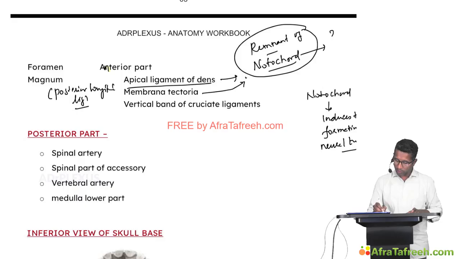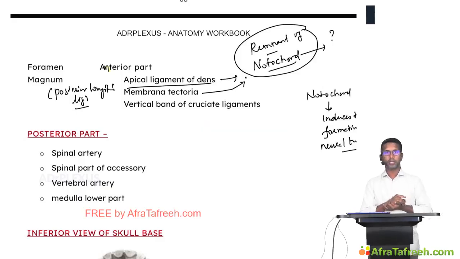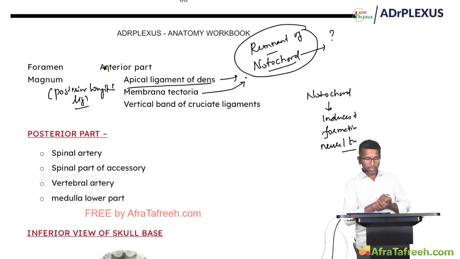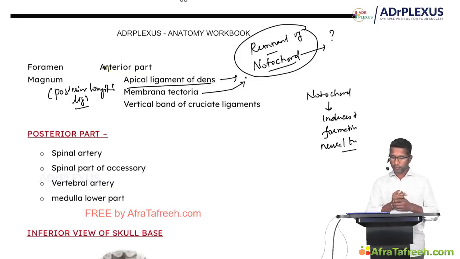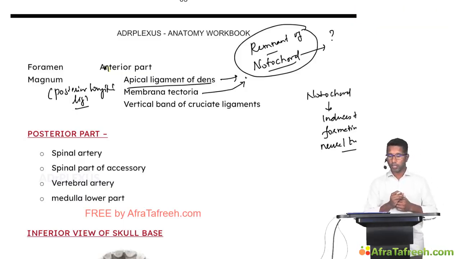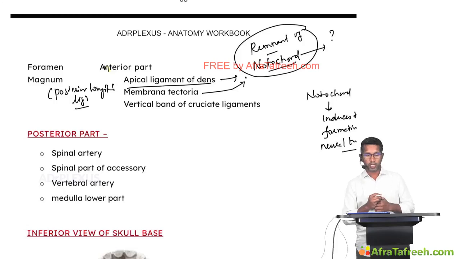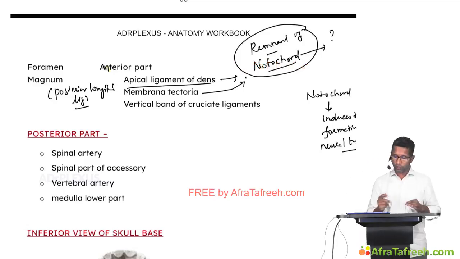Can anybody tell me one more remnant of notochord? Guys, very important area, high yield area. A lot of times these questions have come. If you have gone through the previous year question papers, 100% they would have asked remnants of notochord in the exams. So one is apical ligament of dens, next is the membrana tectoria, and one more remnant of notochord is the nucleus pulposus.